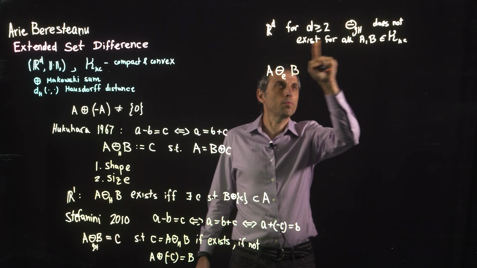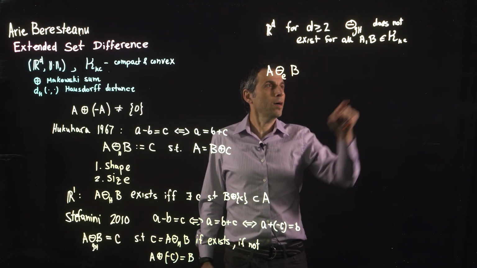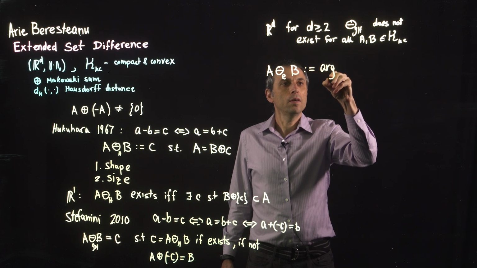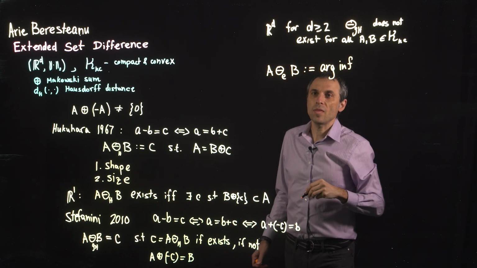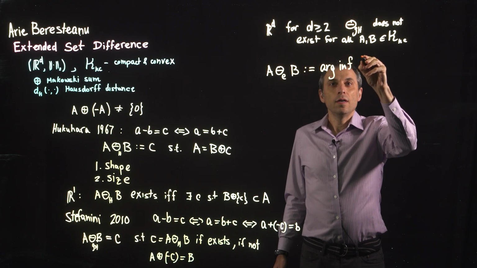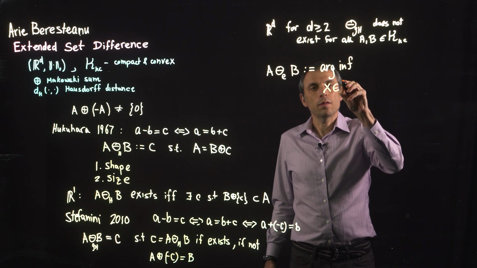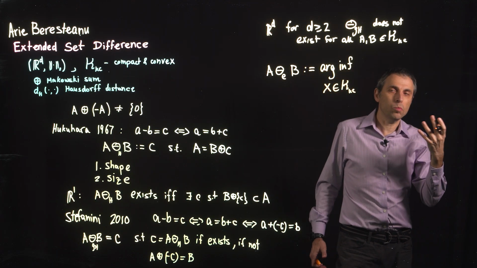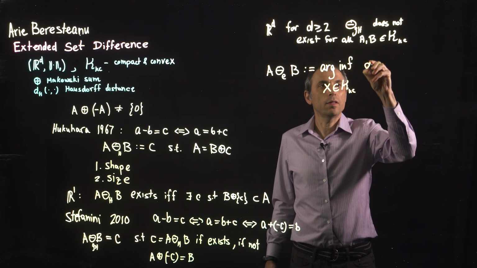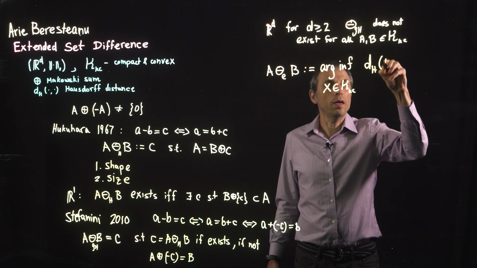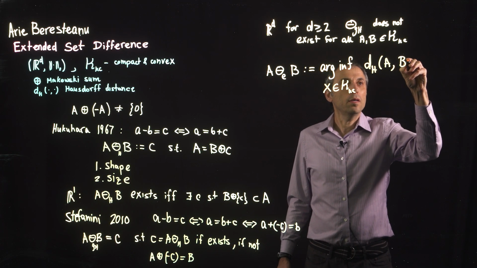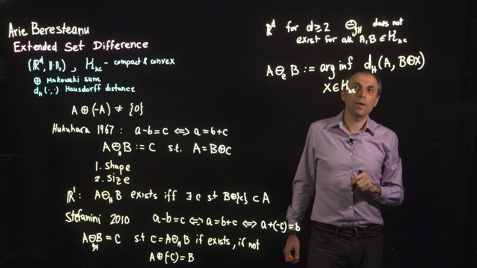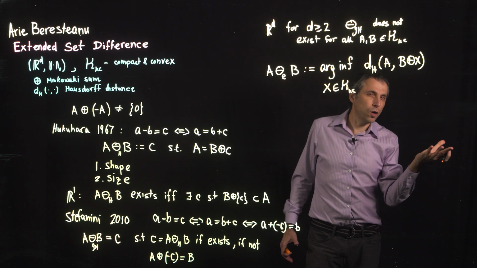So again, for two sets in K sub KC, we will define it to be the arg infimum over all the x's in this KC. So we are looking for an x, which will be called the difference, such that the Hausdorff distance between A and B Minkowski sum x is minimized. All the minimizers here. So what is the concept here?